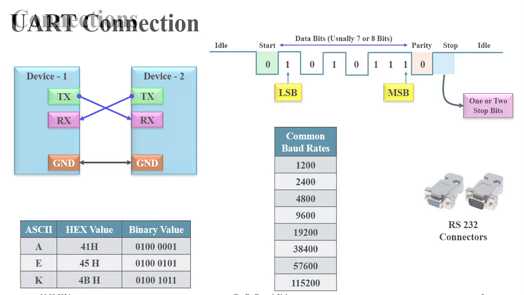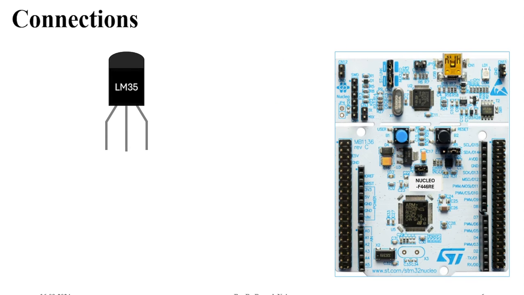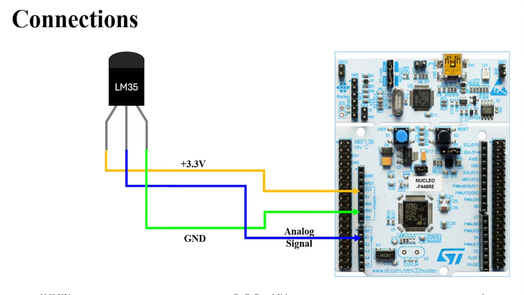Now let us talk about the connections that we will need in our project. We will be using the same temperature sensor LM35. We will be connecting the VCC, ground and analog signal to 3.3 volt, ground and A1 channel like we did in the previous videos.